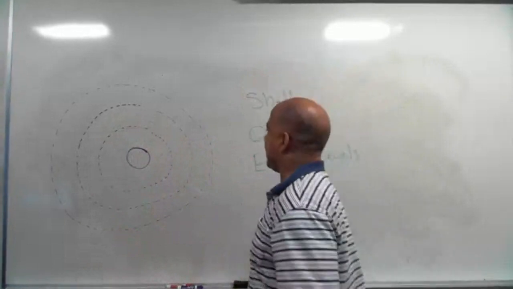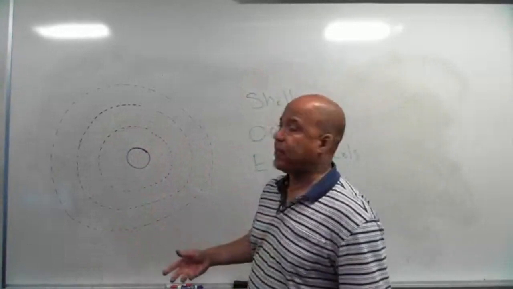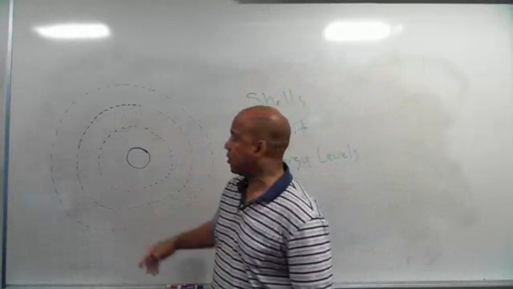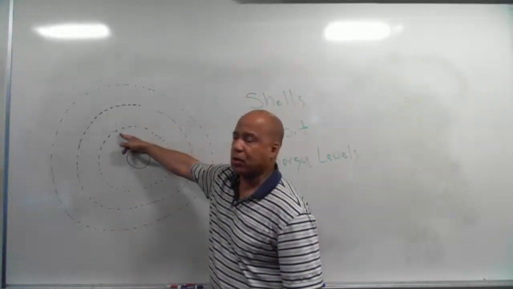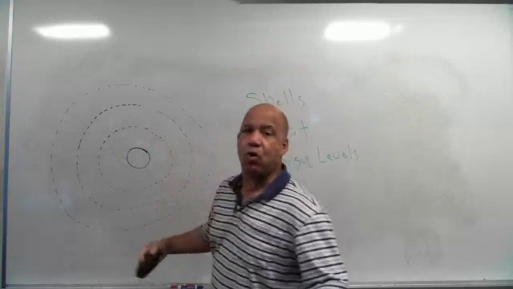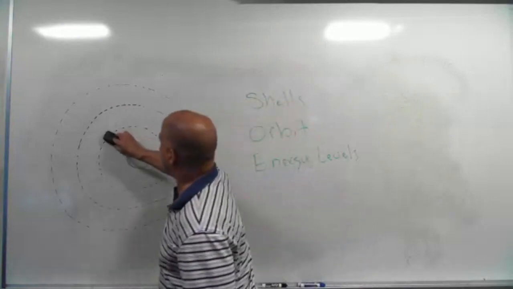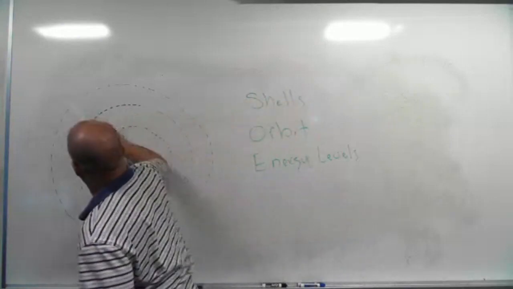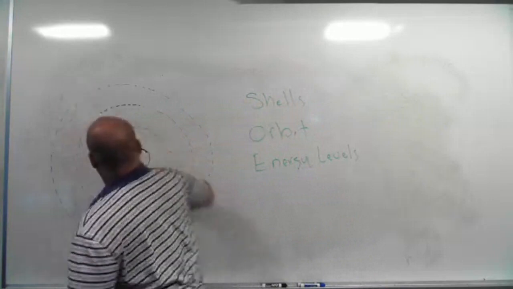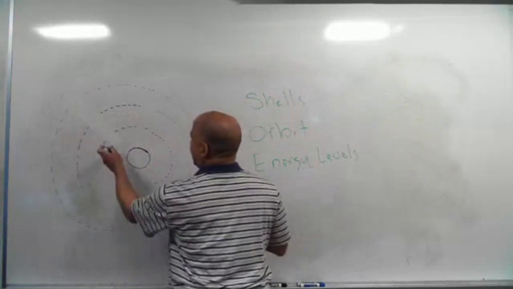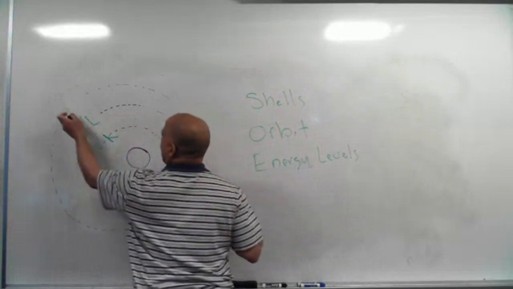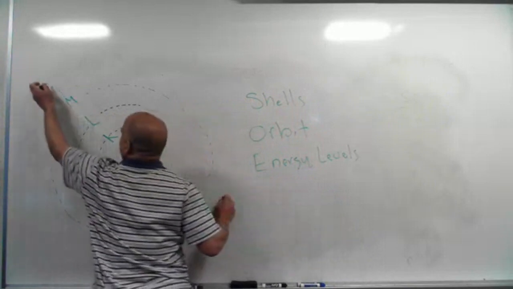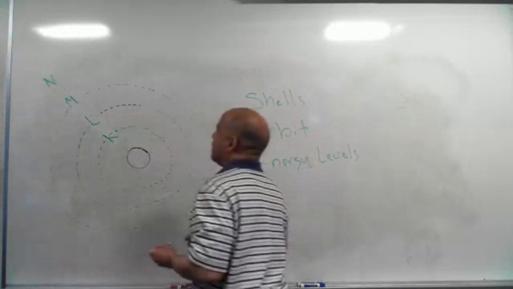And so these orbits or shells, we like to name them. And usually what we do is we name them with letters of the alphabet. If I name them, I can talk about them. So the one right closest to the nucleus, we call that the K orbit or the K shell. So we name them in alphabetical order starting with K. So this first orbit is the K shell. Then we have the L shell, and then M, and then N.